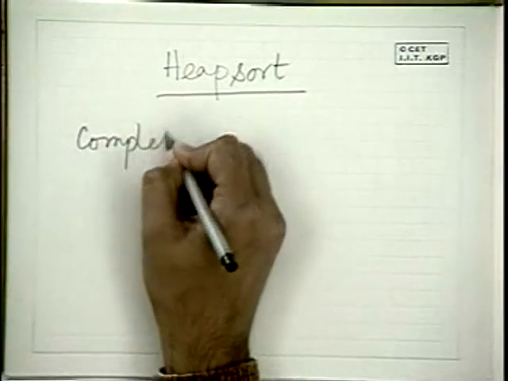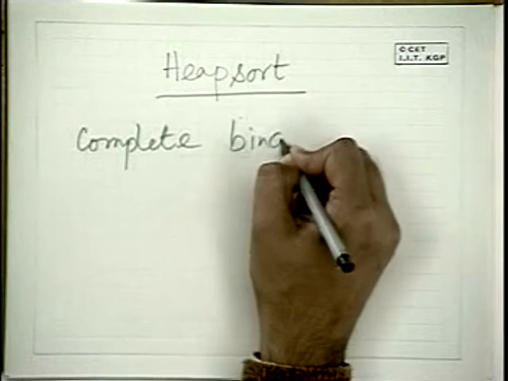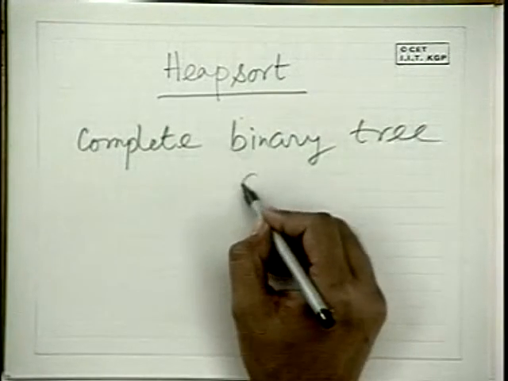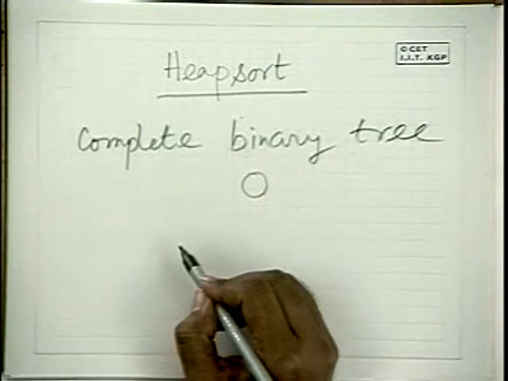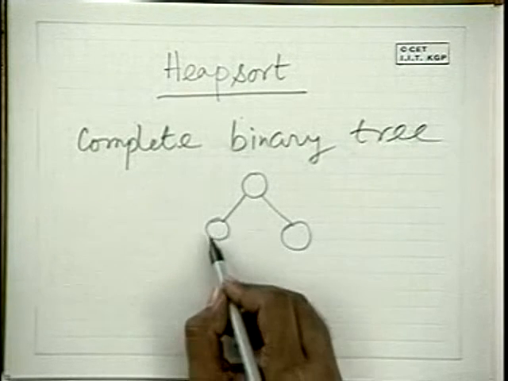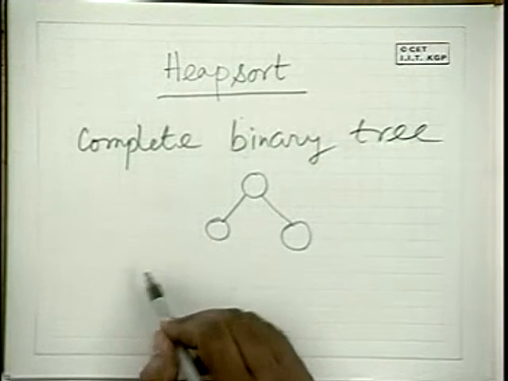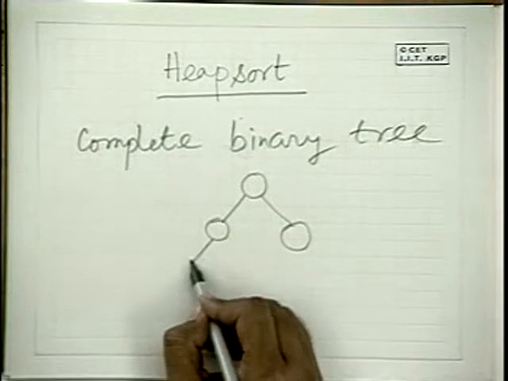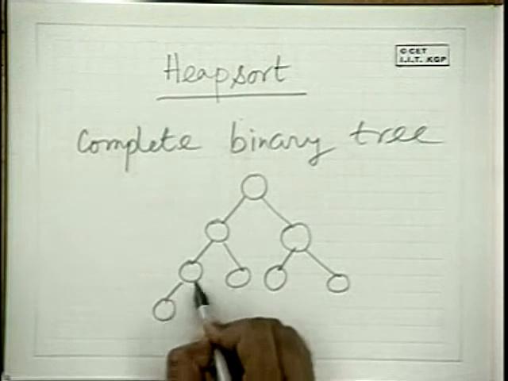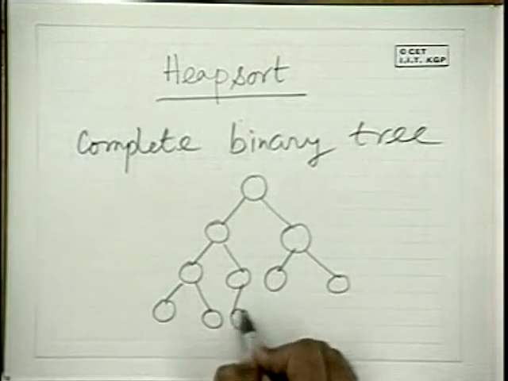So what is a heap sort? It is based on one data structure called a complete binary tree. So what is a complete binary tree? It's a binary tree. You already know what a binary tree is. Each node has one or two children, at most two children, and each level of the binary tree is complete except probably the last one, and the last one should be filled from left to right. So this is a complete binary tree.